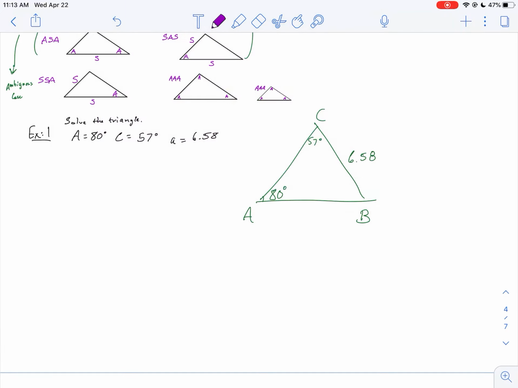And now it says to solve the triangle. What that really means is find the other sides and the other angle. So we need to find angle B, side C, and side B. To do that, we're going to use the law of sines.